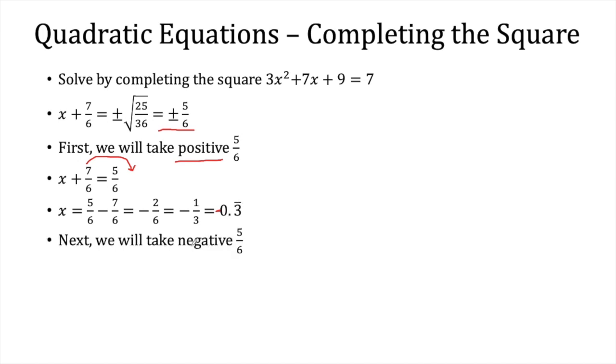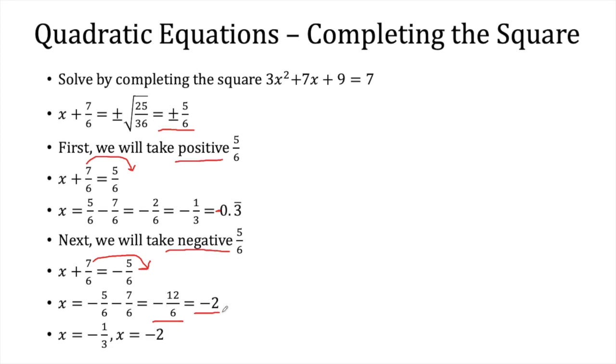And now we will take the negative value, which is negative 5 by 6 on the right hand side. And again, we need to take the 7 by 6 to the right hand side of the equation, and we'll do that by subtracting it on both sides. And now we will get x to be negative 12 by 6, which evaluates to negative 2. And therefore, our two values of x are negative 1 by 3 and negative 2.